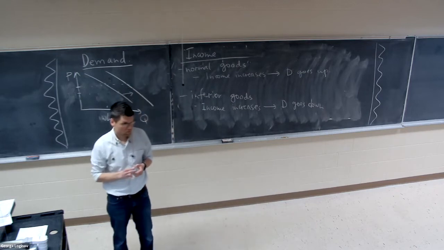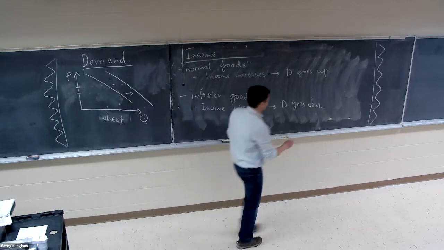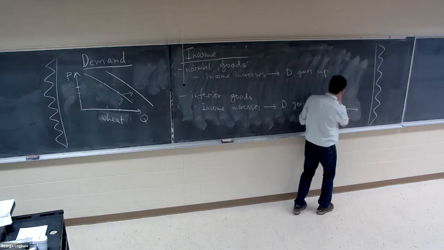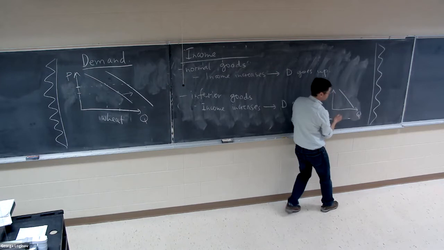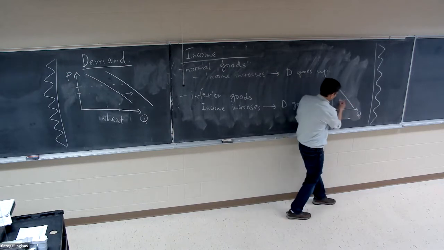Yeah, let's draw it for once. You have a demand, quantity on the bottom, price on top, income increases, and demand goes this way. For each price, you demand less of it.